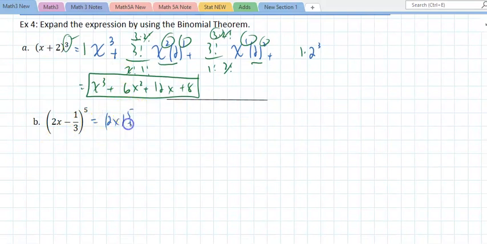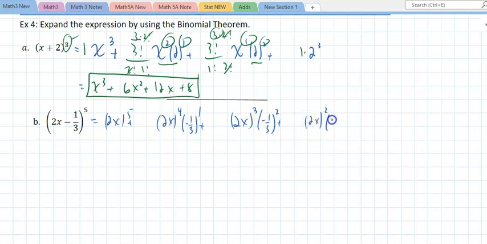raised to the 5th power. Then it's going to be 2x raised to the 4th power. That means the negative 1/3 will pick up the 1. 2x to the 3rd power. That means negative 1/3 will pick up the 2. 2x to the 2nd power. That means negative 1/3 will pick up the 3. 2x to the 1 power. That means negative 1/3 will pick up the 4. And negative 1/3 to the 5th power.